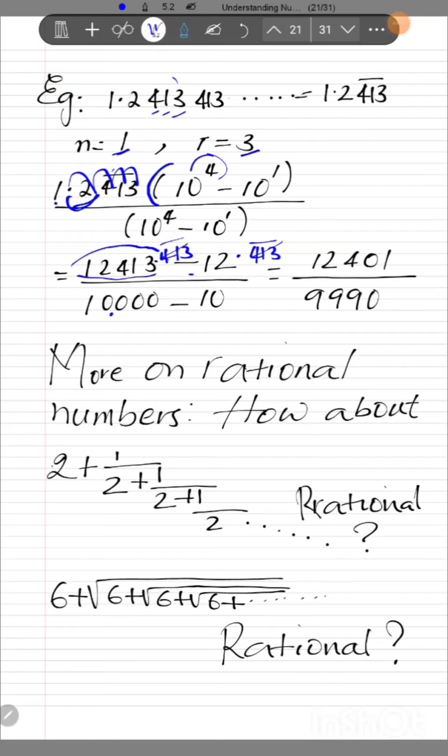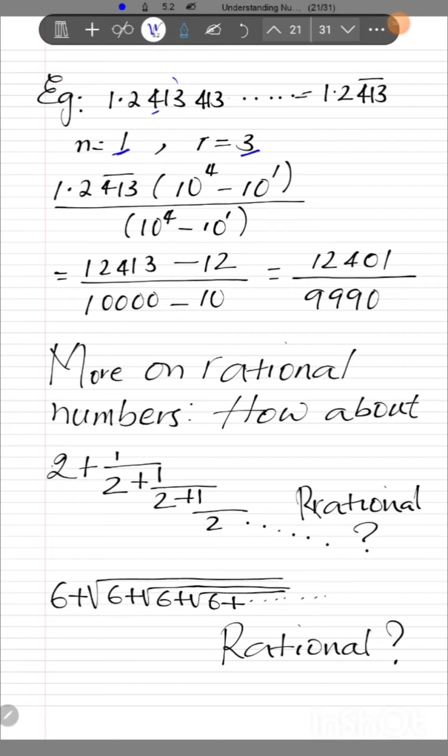So 12413 minus 12 is 12401. 10,000 minus 10 is 9,990. So these two are integers. Numerator and denominator are integers. So the number 1.2413 repeating is a rational number.